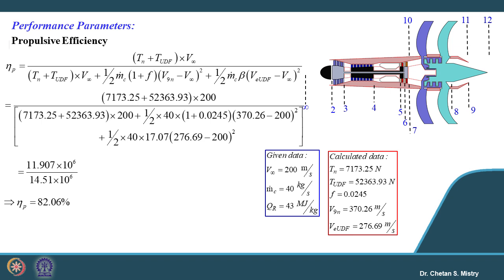If we put in all these numbers, we will come up with a value for the propulsive efficiency in this case. As we have discussed, these engines have high propulsive efficiency. Our target is to achieve higher propulsive efficiency by incorporating the bypass ratio, and in this case that is what is being proven.